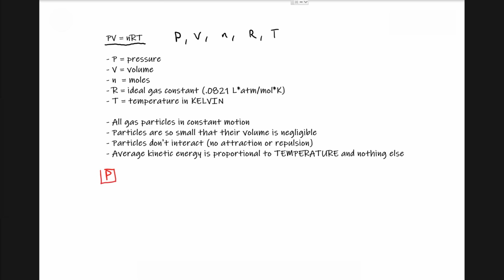First thing you do is you write out the ideal gas law, PV equals nRT. All you have to do to solve for pressure is divide both sides by the volume. Volume cancels out right here, and we're left with P equals nRT over V. And that's all you need to know for solving for pressure. So I'm going to go ahead and scoot this over.